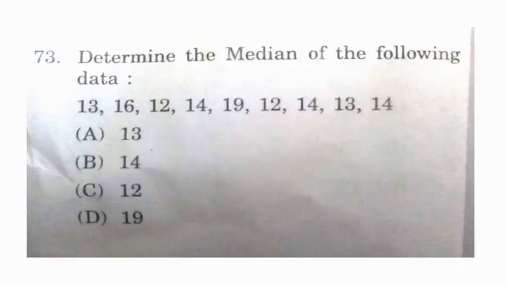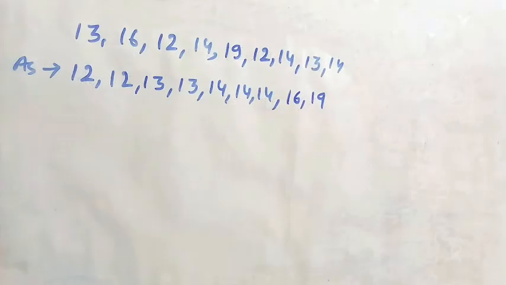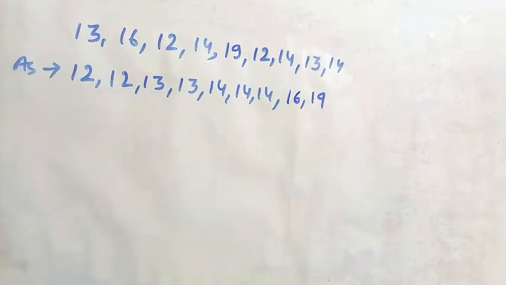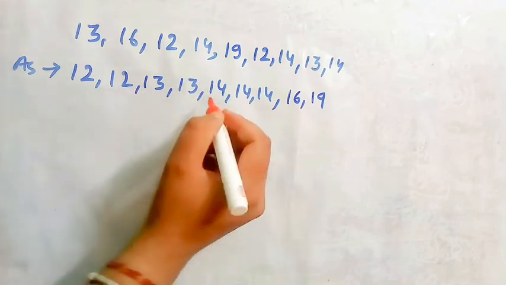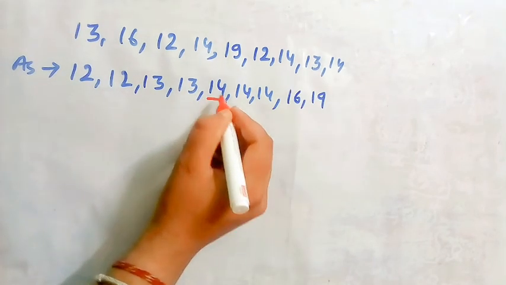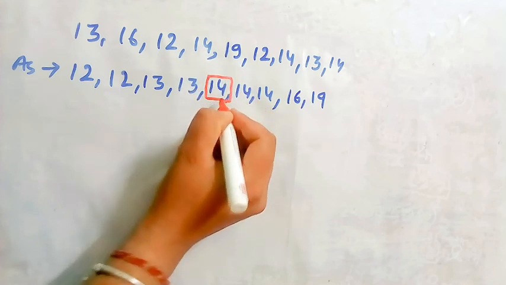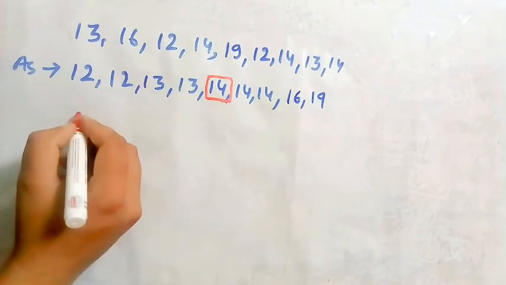Next is determine the median of following data. So 13, 16, 12, 14, 19, 12, 14, 13, 14. So first of all, arrange in an order. So ascending order will be this one. Now find out the middle term. So the term which is exactly in center is the fifth term, which is 14. Means the median of the data will be 14.